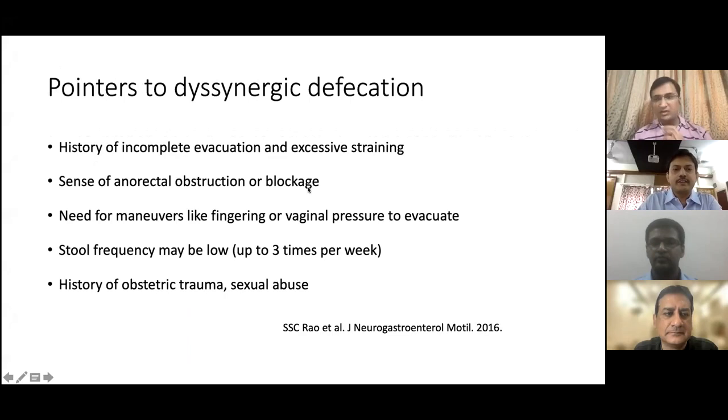There are some pointers to dyssynergic defecation that we have to look for in history. There has to be a history of incomplete evacuation, excessive straining, sense of anorectal obstruction or blockade, and the need for maneuvers like fingering or vaginal pressure to evacuate. The stool frequency may be low in these patients, not necessarily always will they have a urge, and there might be a history of obstetric trauma or sexual abuse in these patients.